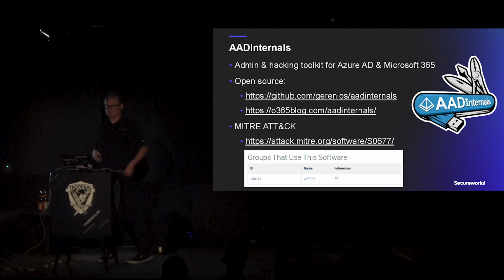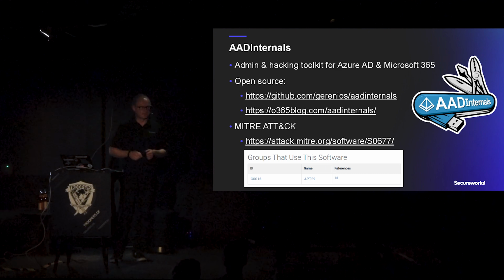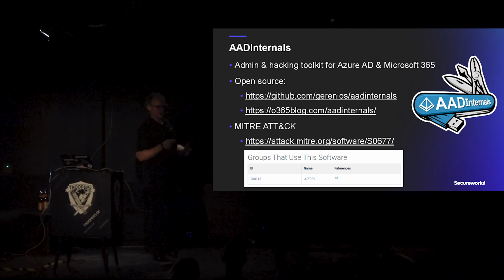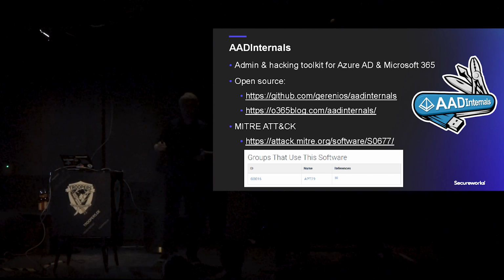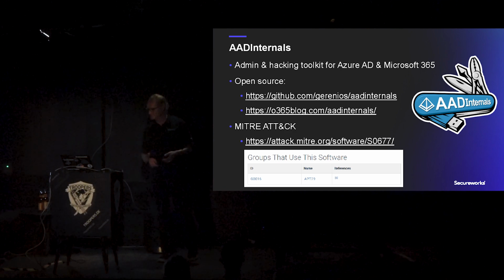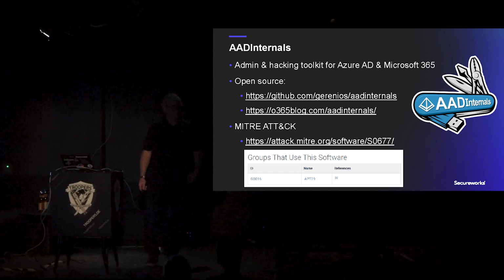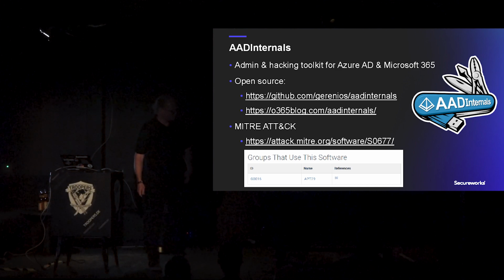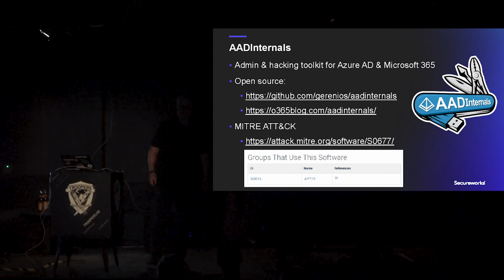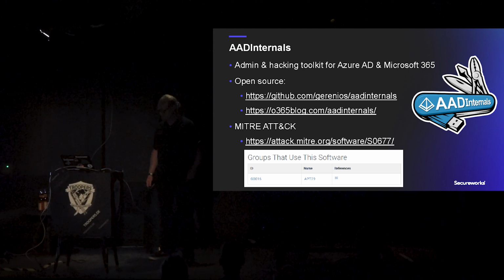About my toolkit AAD Internals, just a couple of words. I'm using that to do some live demos. So let's play the demo cards. It's an admin and hacking toolkit for hacking Azure AD and Office 365. Of course, you can do some blue team stuff too, like download some logs that you can otherwise do, but mainly it's for hacking. It's open source, and it's also listed in MITRE ATT&CK tools, and according to them, it's actually used by APT29, also known as Nobelium and other fancy names.